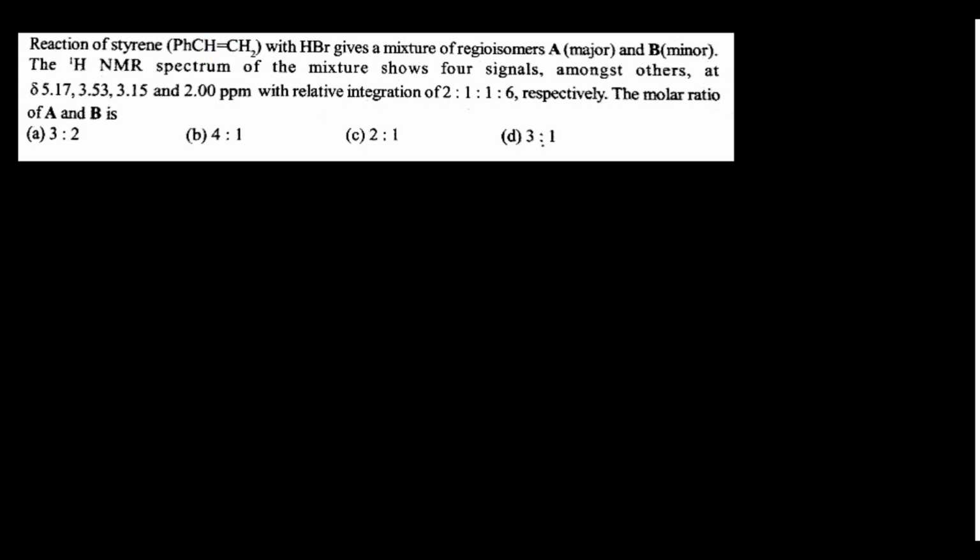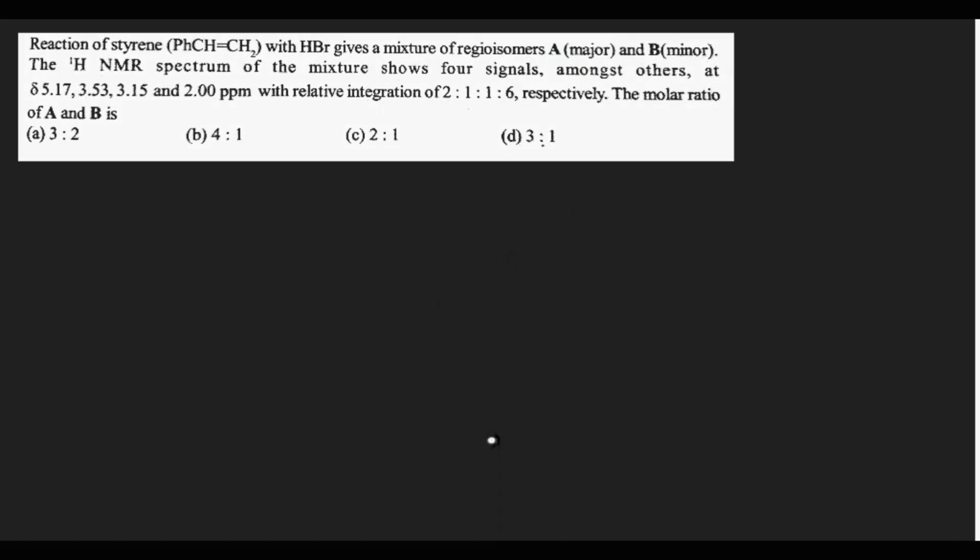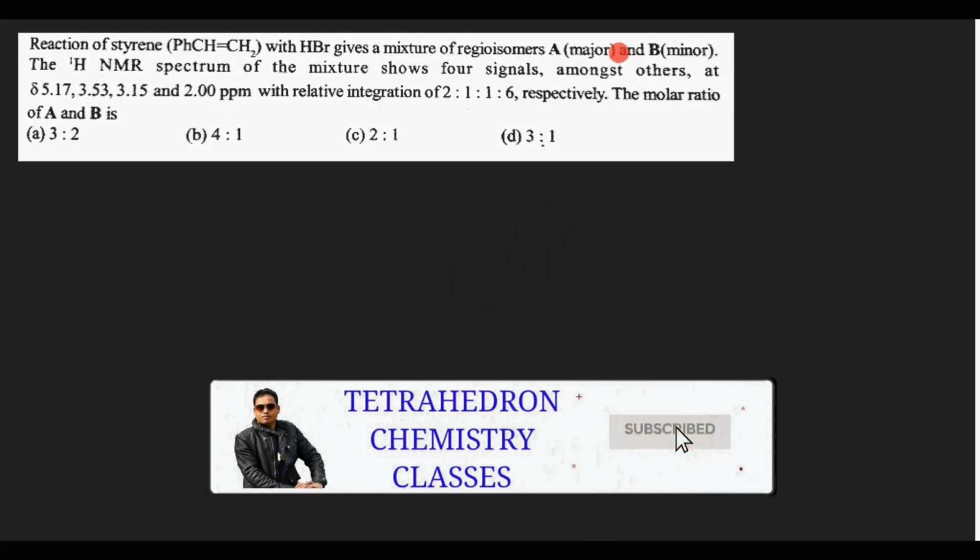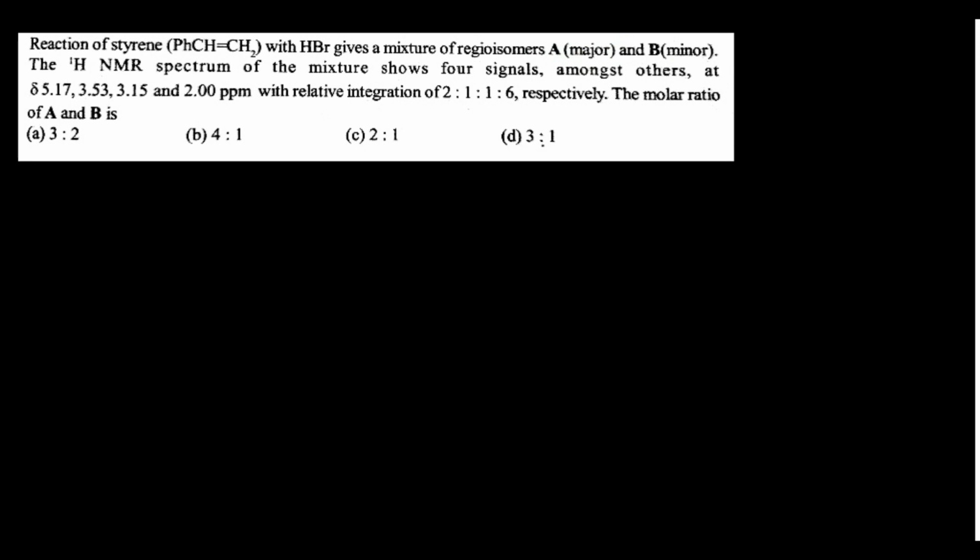And see, when you react this with HBr, then you will get 2 regioisomers. That means when we are getting regioisomers, they are structural isomers. It may be functional, it may be positional, anything. So whenever we are having these 2 isomers, of course the concept of regioselectivity is applied here. But you don't need to know these things in that much detail to solve this particular problem. But if you want, then you can go for the Tetrahedron Chemistry classes: regioselectivity, stereoselectivity, enantioselectivity, diastereoselectivity. I have explained all these things in my lecture.